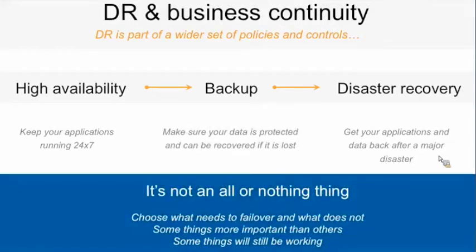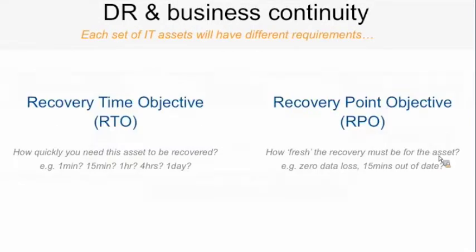These different topic areas are not separate topic areas. They're all interlinked. I think it's important for organizations to take a look at their applications and decide what they have that needs to fail over and what does not, and determine which applications that you might have could be more important than others. Some other important terminology that you need to be aware of when developing a DR plan is the RTO, your recovery time objective. This talks to how quickly you need this asset, system, or data to be recovered.